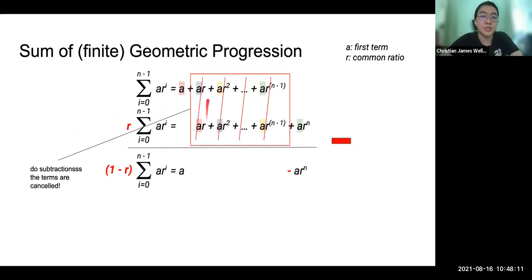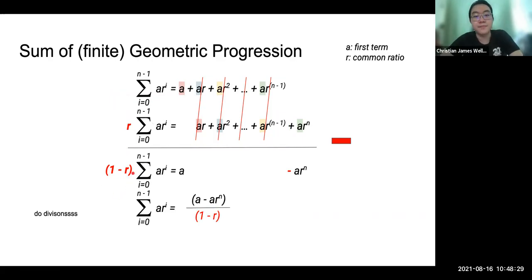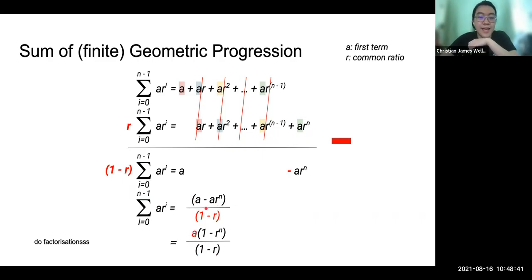Then we do cancellations. We subtract the top by the bottom, and we cancel all these terms in the middle. We are left with a minus ar to the power n. And of course, on the other side there's a 1 minus r. Then we divide both sides by 1 minus r. So we get a minus ar to the power n, divided by 1 minus r. I'll factorize this to make it simpler: pull out the a, and it becomes a times 1 minus r to the power n, divided by 1 minus r. This is the simplified form of the sum of a GP.